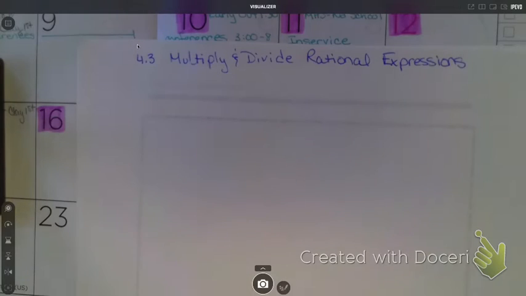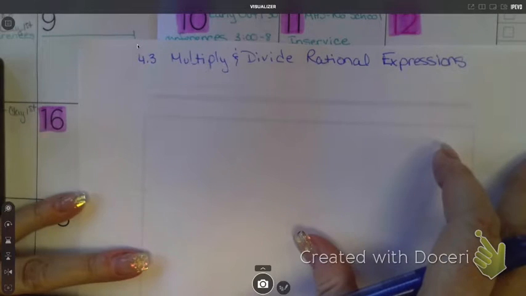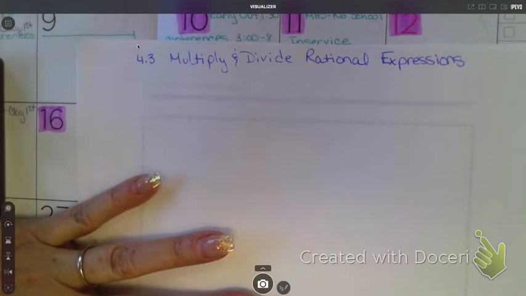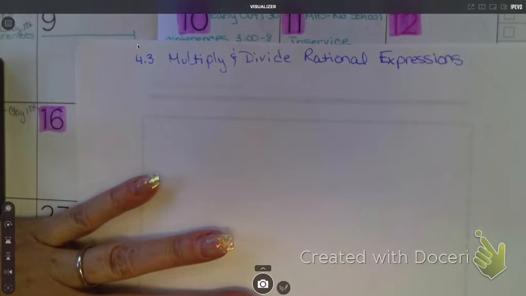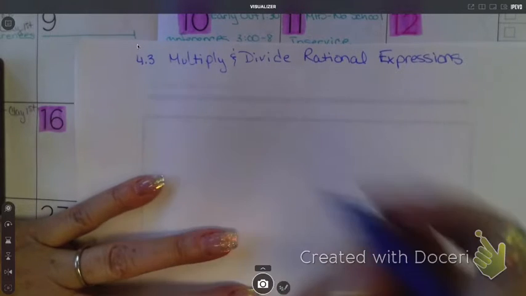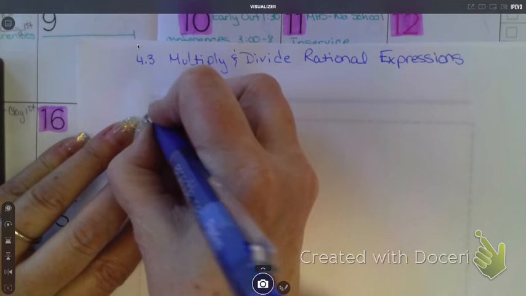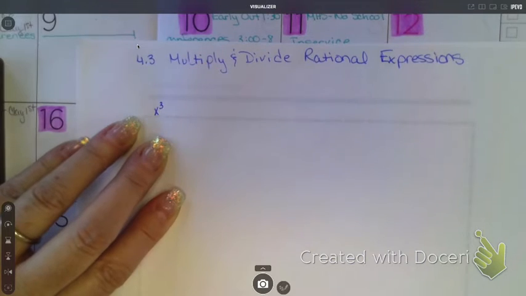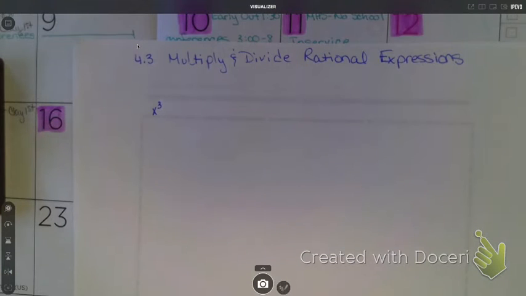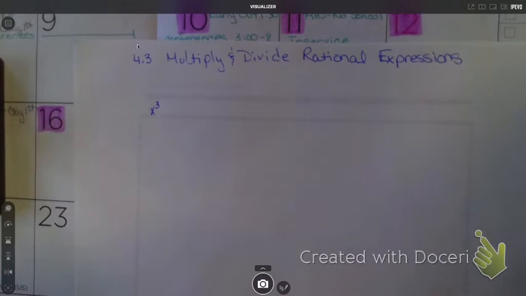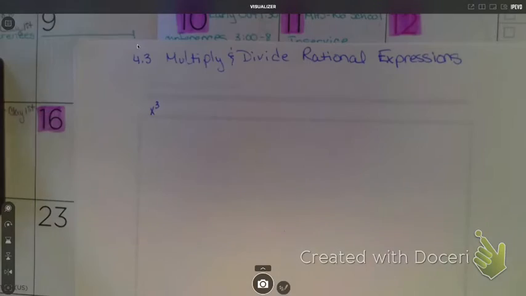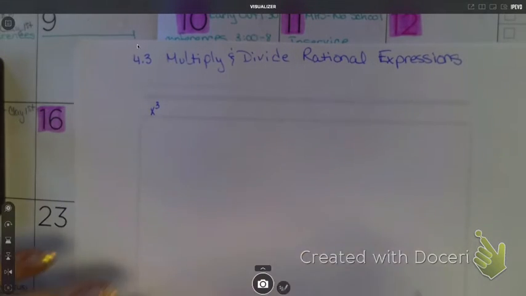Okay, so what you're going to have to do today is multiply and divide rational expressions. I'm going to give you x cubed... I cannot see this. I'm sorry. A rational expression, remember, is a polynomial over a polynomial, right? We just got done graphing them.